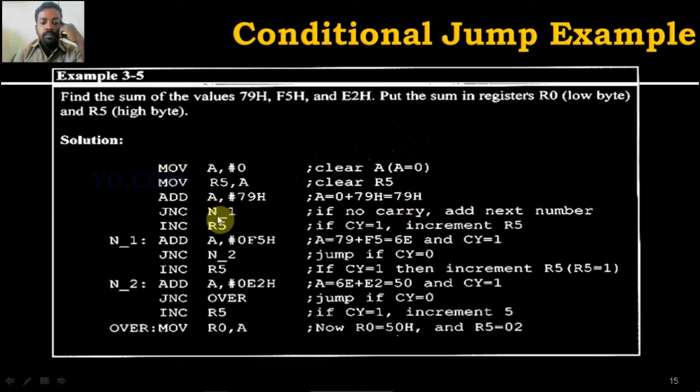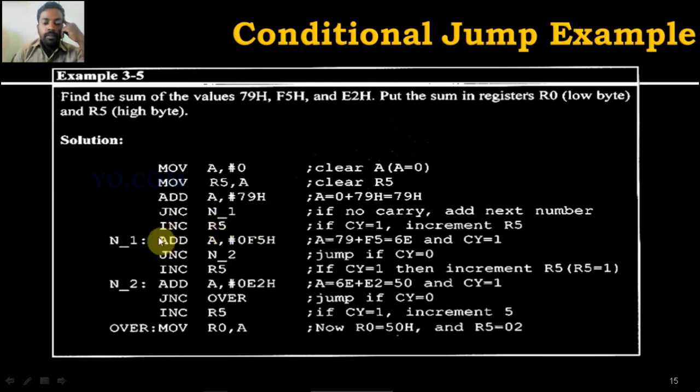Next, JNC, jump no carry. Add the next number. Then we jump to this loop, n underscore 1. That is a loop. If carry is present, it means increment R5. So jump no carry: if carry is not present you jump to here, and if carry is present, execute INC R5.